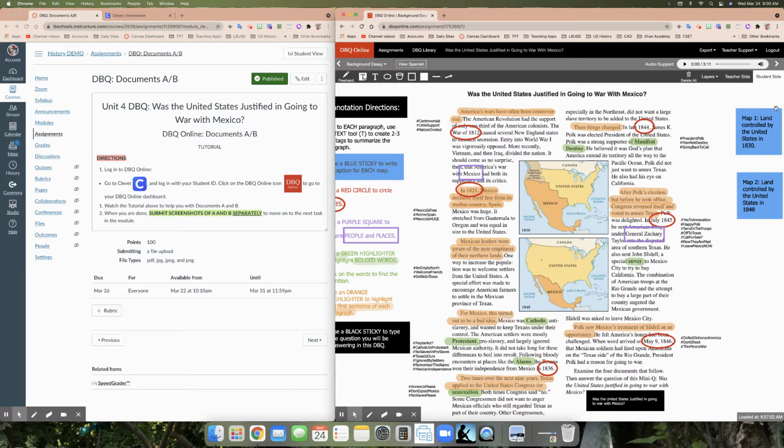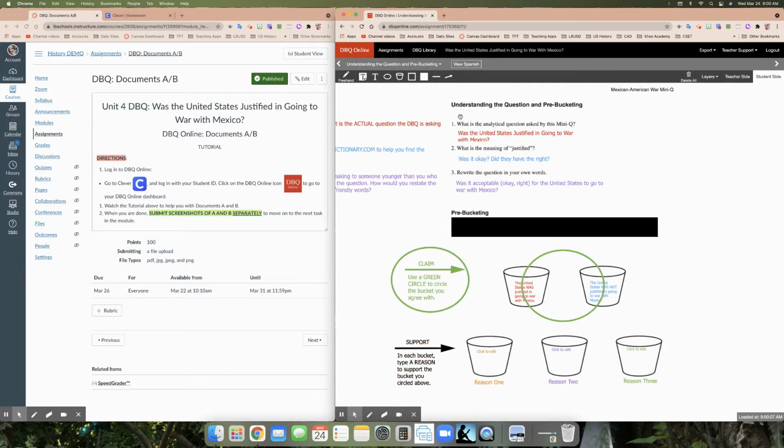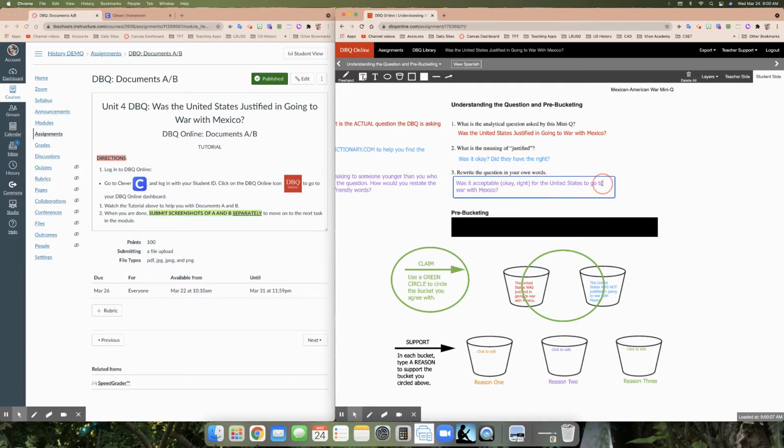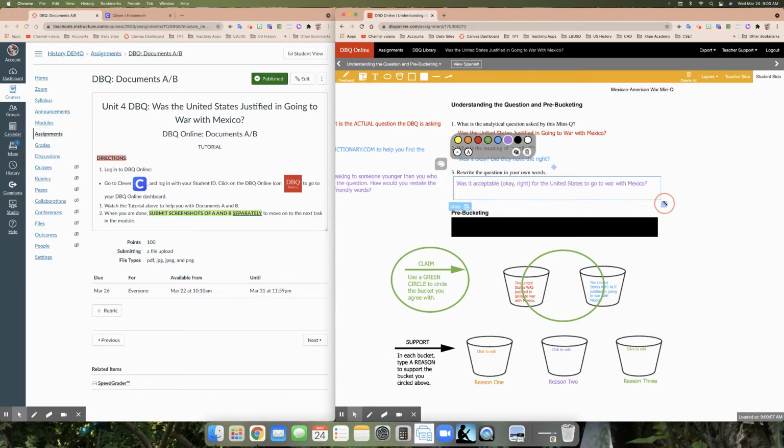Okay, so moving on to the next, which was our question and pre-bucketing. One thing I did want to go over with some of you is that you have the option, so please take it, to make your text boxes bigger. When you click on the text box and drag this to make it bigger, then I can see all of your answer in the text box. So please make sure that when you are writing your answers, to eliminate the scroll bar that might show up, that you make your text boxes bigger.